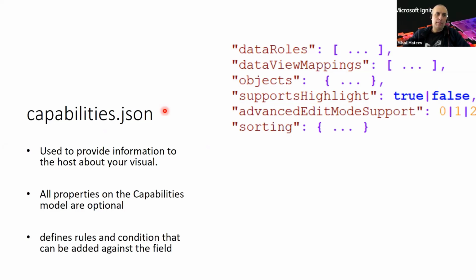Capabilities.json. As I mentioned, capabilities.json is one of the most important files. In this file, you have settings related to data roles, data view mappings, and some things related to support for highlight and other things. We will see actually how it works. Most of the properties, I can say even all, are optional. So it is possible to not set them and your component will have default behavior.